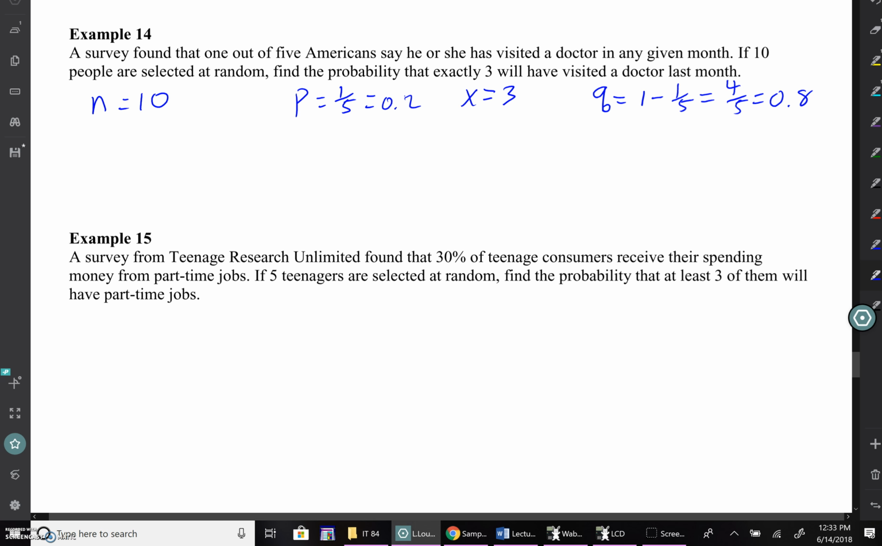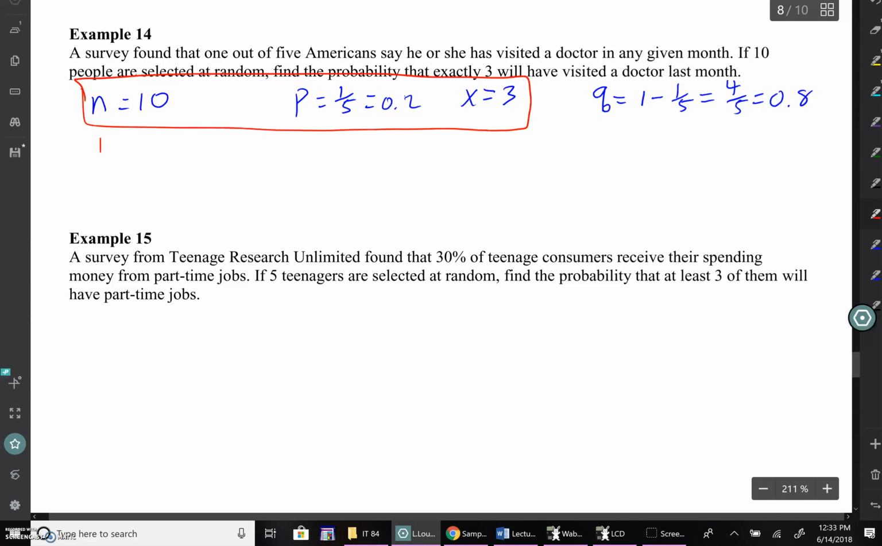So now that I have my N, P, X, and Q, I can go ahead and put it in the formula. If you're using your calculator, you only need these, because it doesn't ask you about Q. It's going to work with Q on its own. So I'm going to set it up both ways. Still PDF because we're looking at an exactly 3. So it would be a binomPDF where I've got 10 as my sample size, 0.2 as my P, and 3 for my X.